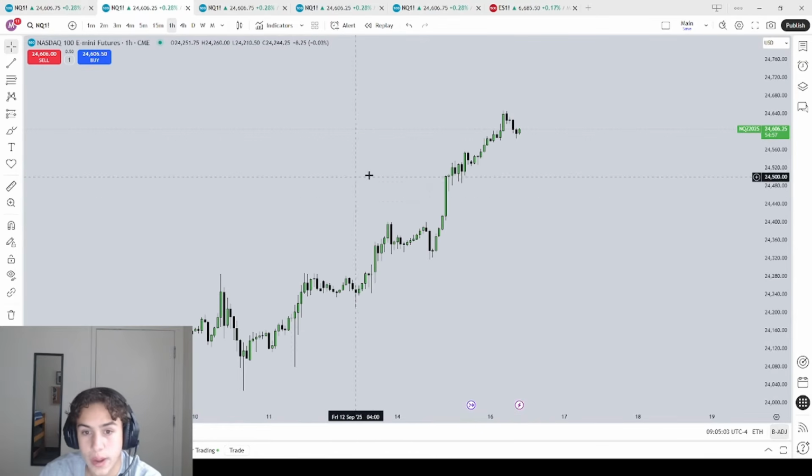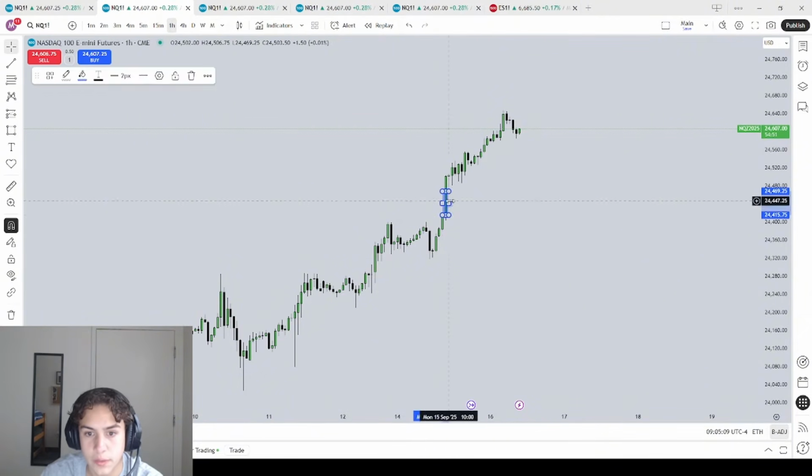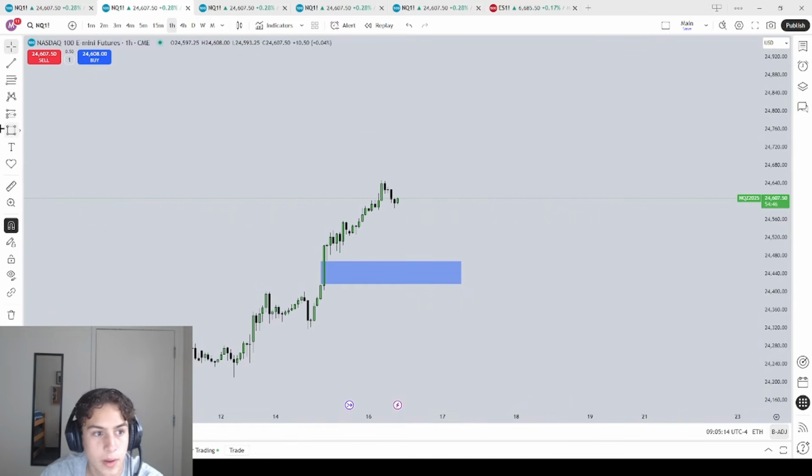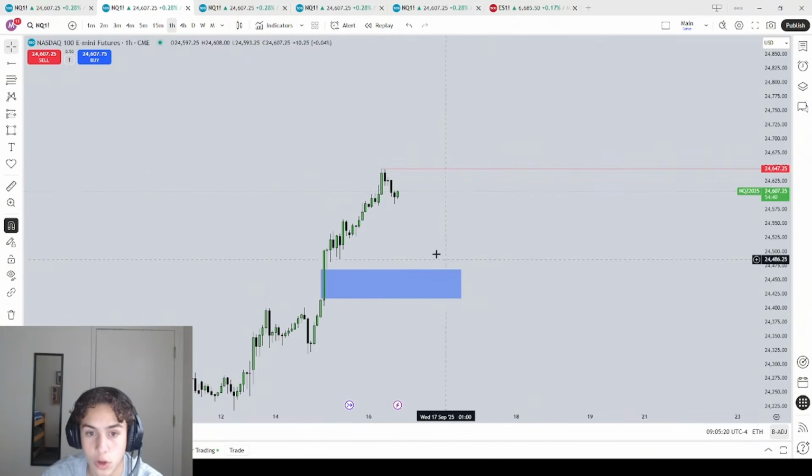Okay, then we go down to the 1 hour. Where's the fair value gap? Oh, it's right there. Mark it out again, right? We could retrace to this fair value gap before making a move higher, right? But we have a high here, and this high is actually the London high. So that's a good high, a very high draw on liquidity, right?